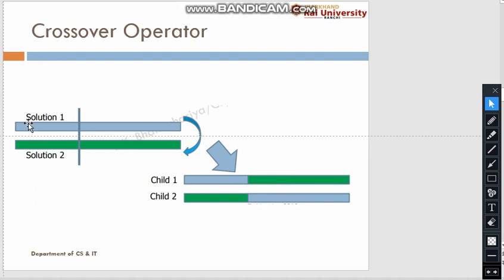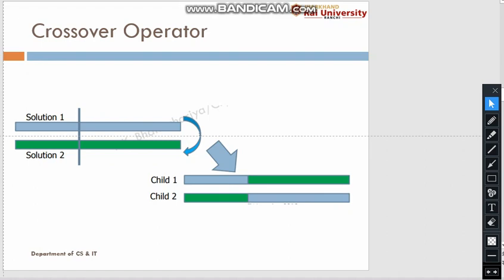Initially the solution 1 is completely blue in color and the solution 2 is completely green in color, and once the genetic material is exchanged between the two parents, the child 1 and child 2 are produced, and after this cross site the genetic material is exchanged. Here, earlier it was blue, now we have green, and in the child 2 here now we have the blue color. So this is the crossover operator.